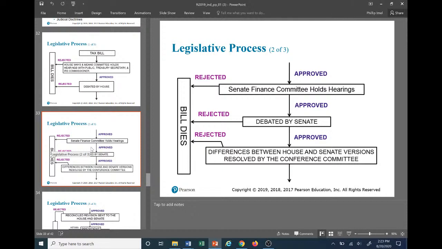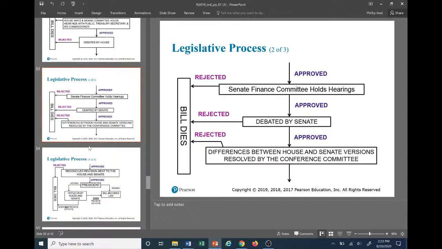When it's in the Senate Finance Committee, it holds its own private hearings. Once again, if it's rejected, the bill dies immediately. And if they approve it, then it's debated by the Senate. If the Senate then rejects it, once again, the bill is dead. If they approve it, then the differences between the House and the Senate versions are resolved by the Conference Committee. So there's a conference committee that is going to try to get the two different branches to come to the same terms.